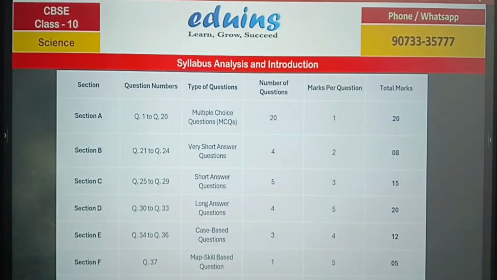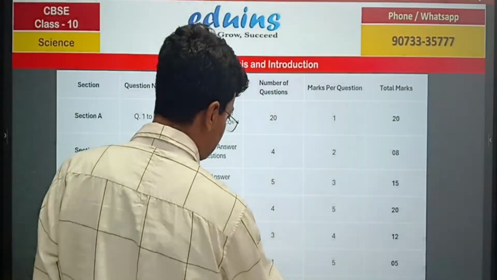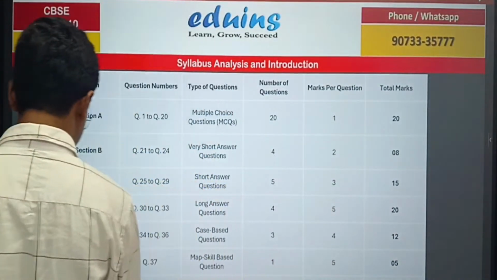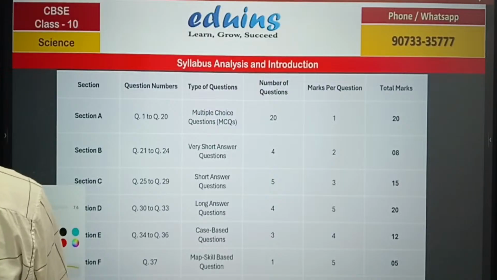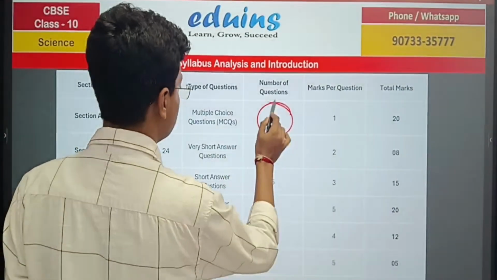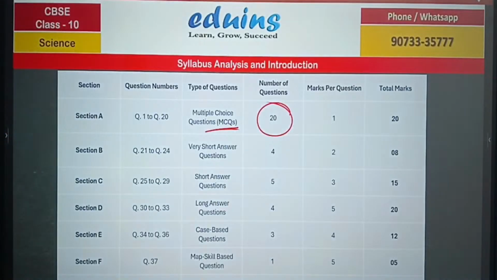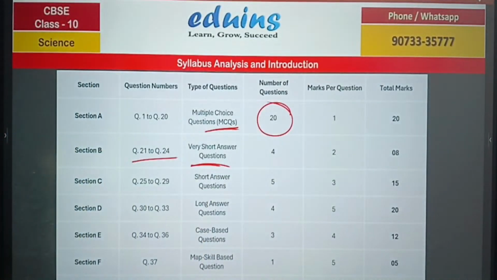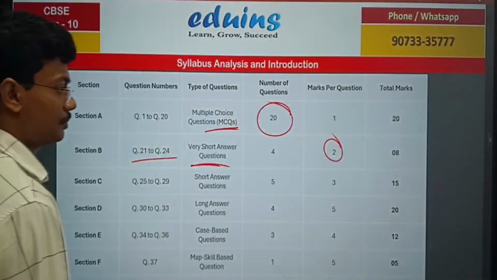Now come to the question pattern. In section A we will get questions 1 to 20, which are MCQ based, multiple choice questions. In section B you will get questions 20 to 24, that is very short questions, and each very short question carries 2 marks.